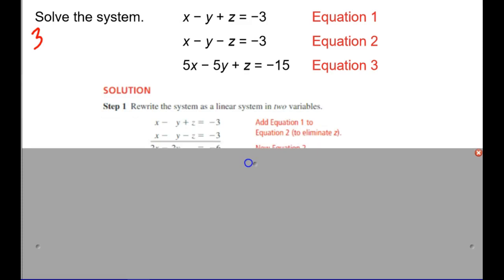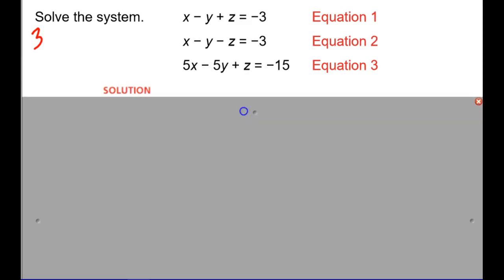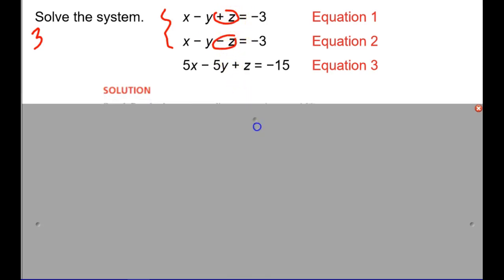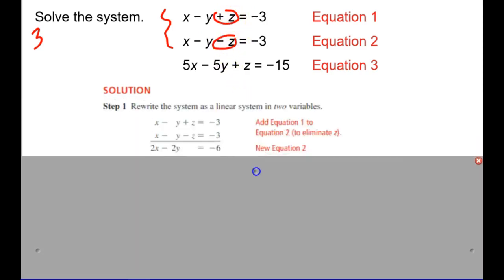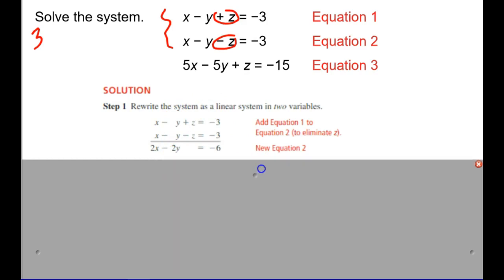Okay. So I'm going to look at my, again, two variables. And for me, I would start with these two at the top because I see I have a positive z here and I have a negative z here. Well, I can automatically get rid of my z's without having to multiply by anything. So that's what we're going to do. Now I can add those equations. So I have 2x, I have a negative 2y, I have negative 6 because my z's go away. So that's my new equation.